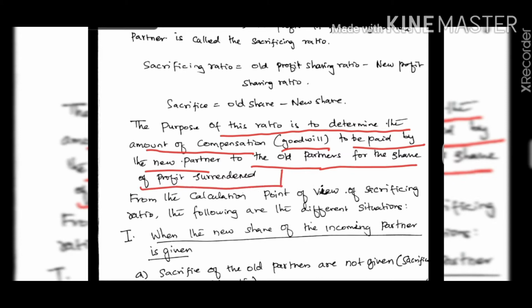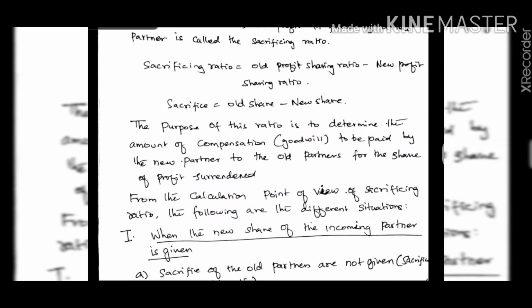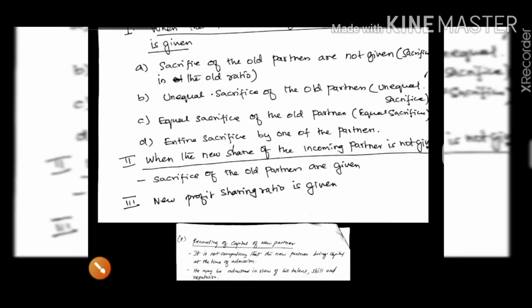So, while admitting a new partner, old partners have to forego their profit in favor of the incoming partner. For that, compensation will be paid. That compensation is called goodwill. Here, from the calculation point of view of sacrificing ratio, there are different situations. So let us see the situations one by one.